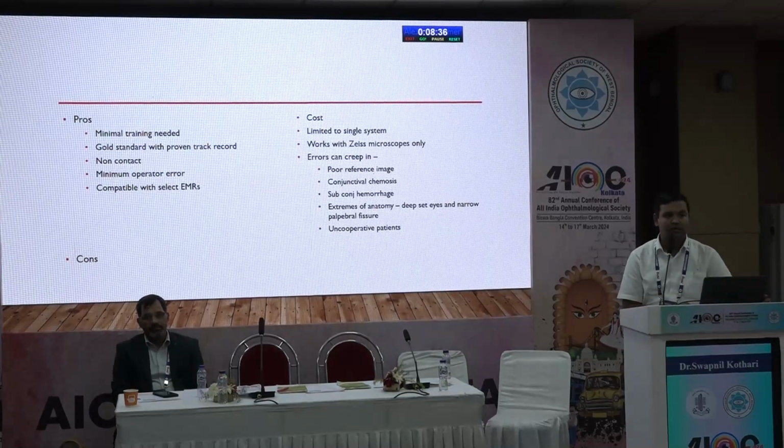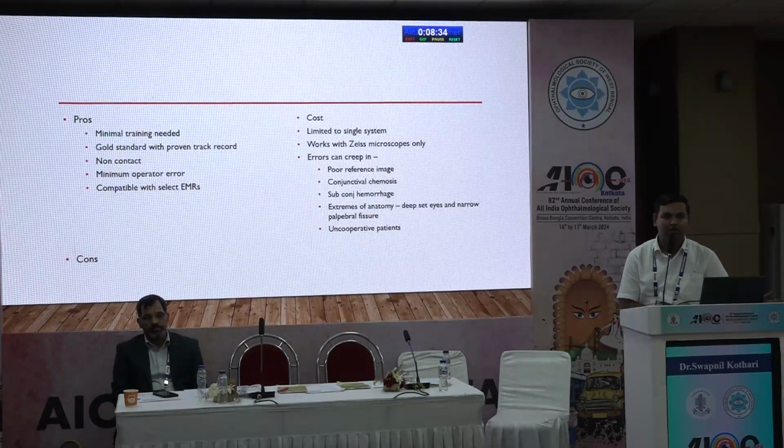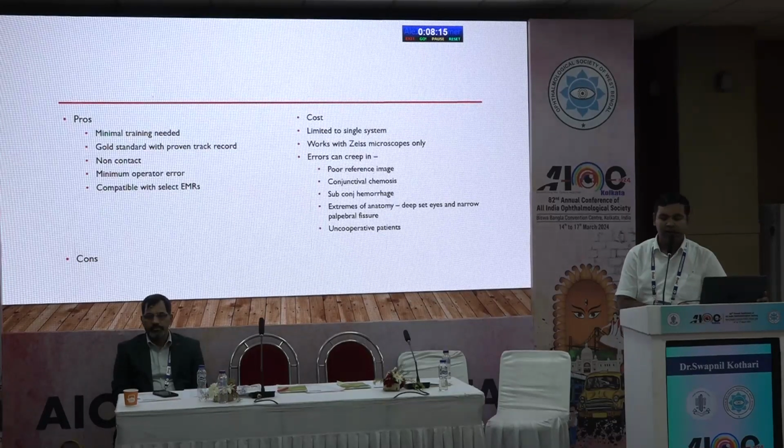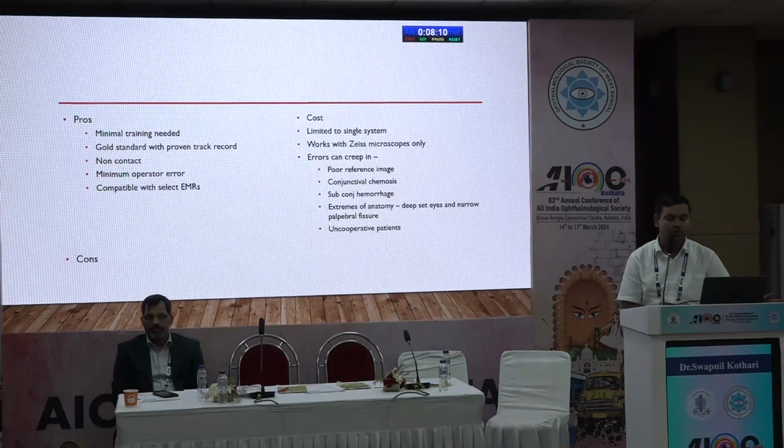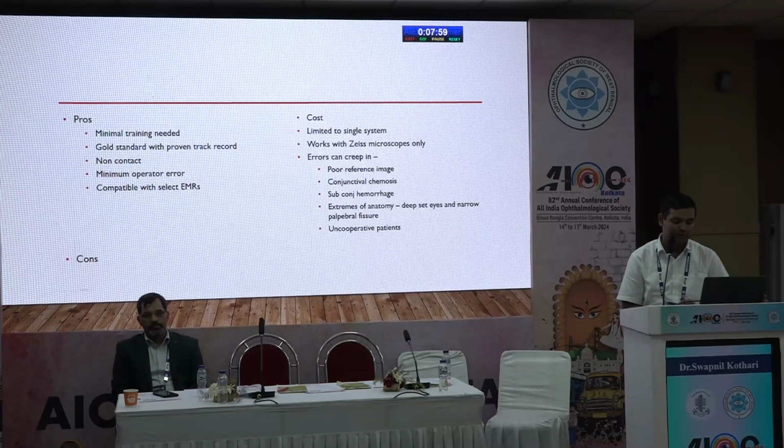The major disadvantage of this system is the cost. It costs about 70 to 80 lakh rupees for the hardware and other parts, limited to a single system. So even institutions find it difficult to have multiple. Works with Zeiss microscopes only. Alcon also has a system which works with other microscopes also. But this is a limitation of Zeiss, and still, even with a Callisto or Varion, errors can creep in if your reference image is poor, if you have significant conjunctival chemosis, if there is a large subconjunctival hemorrhage, and extremes of anatomy like deep set eyes and narrow palpebral fissure, along with a very badly uncooperative patient.